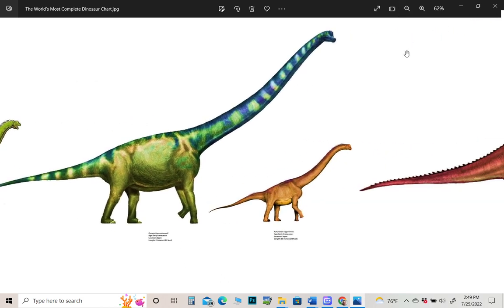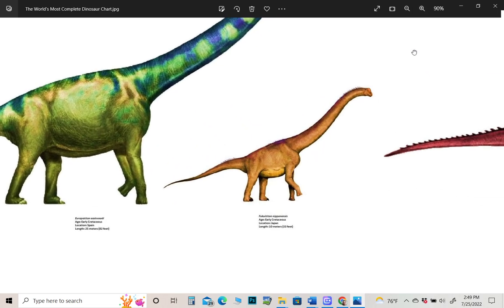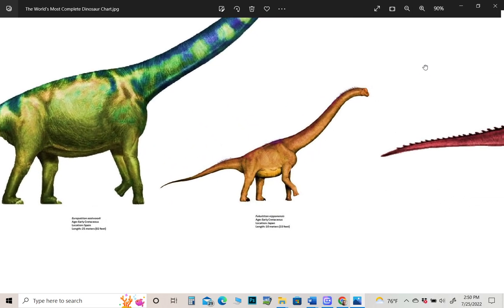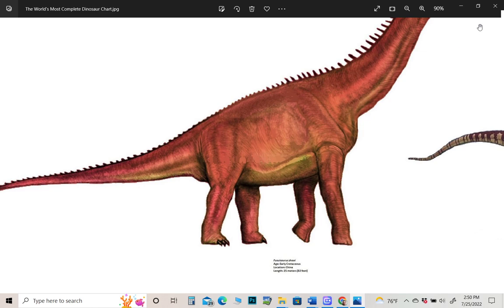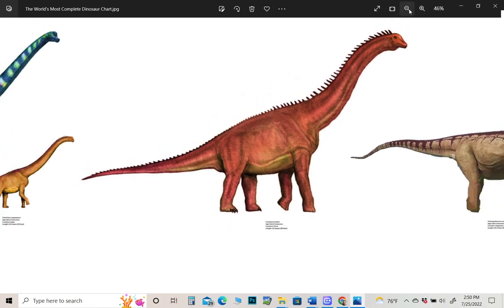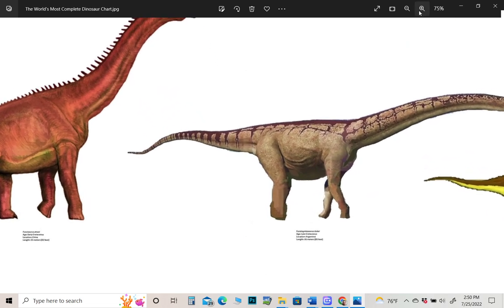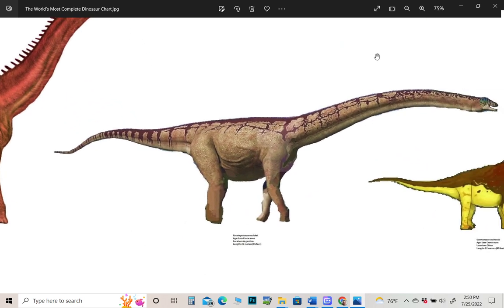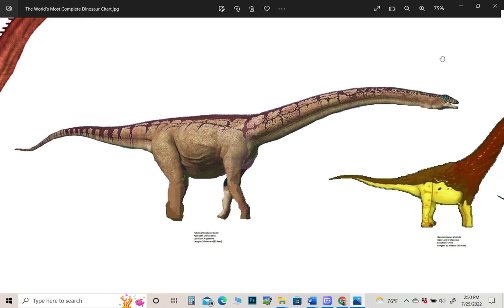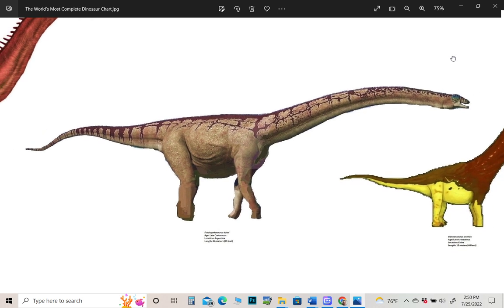Europatitan, Fukuititan from Japan, obviously. We have Fusuisaurus, which is next door from China. Futalognkosaurus, I hope I'm pronouncing that correctly, which is actually the name of a clade, a clade of Titanosaurs.